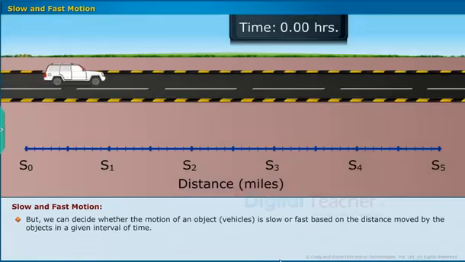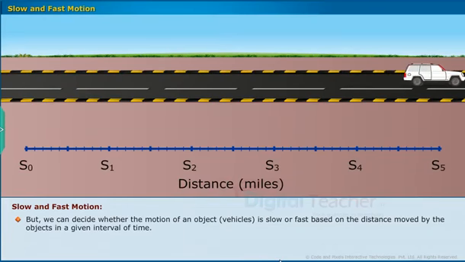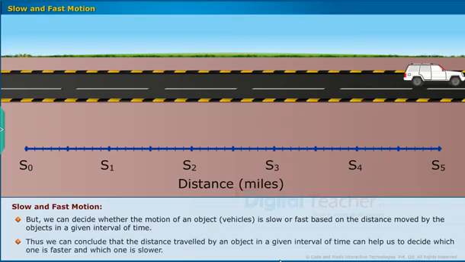But we can decide whether the motion of an object, vehicles, is slow or fast based on the distance moved by the objects in a given interval of time. Thus, we can conclude that the distance traveled by an object in a given interval of time can help us to decide which one is faster and which one is slower.